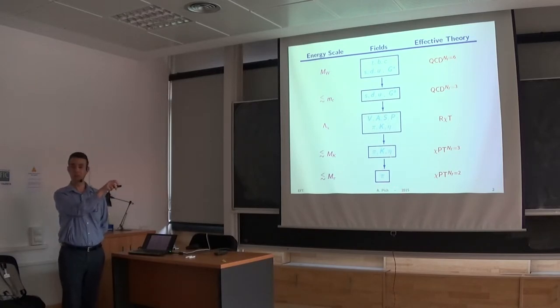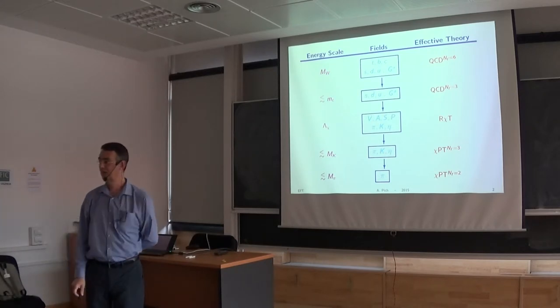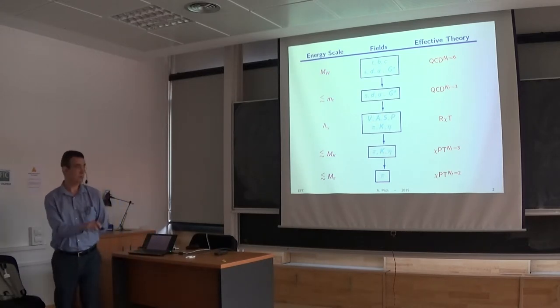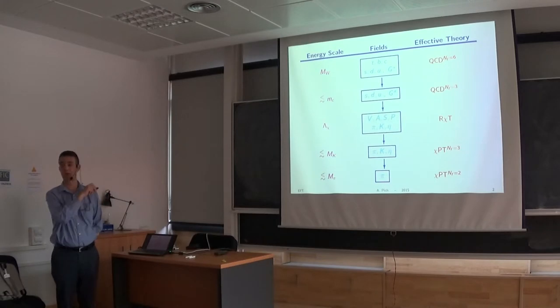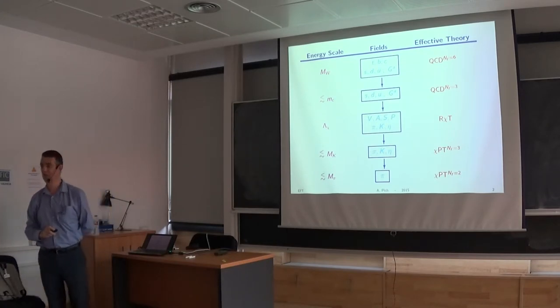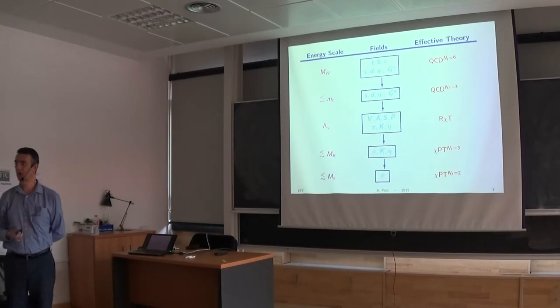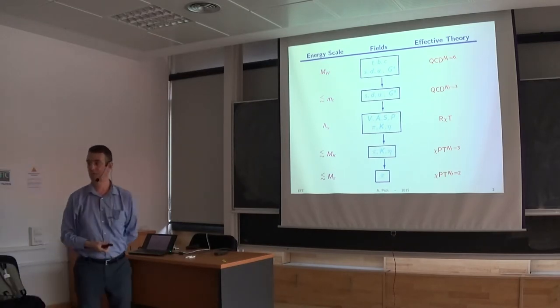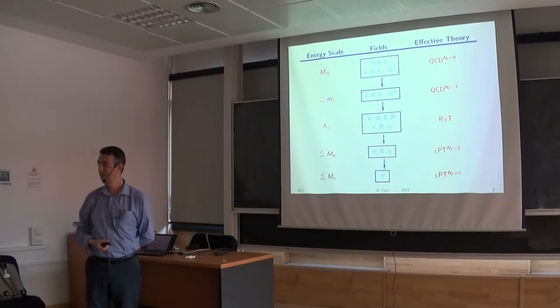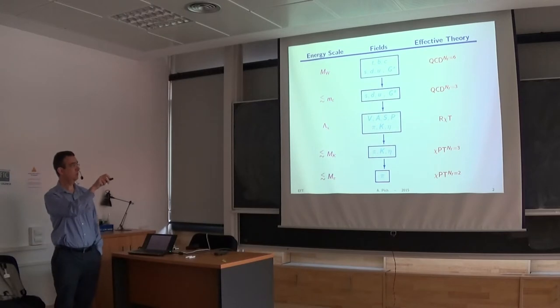And of course, I know how to go from this theory exactly. Because I have this theory, I integrate out from the generating functional the kaon field, and I predict the couplings of this theory in terms of the couplings of this theory. That's it. What I don't know how to do is to go from QCD with three flavors to chiral perturbation theory with three flavors. I don't know how to do that because we didn't solve the QCD Lagrangian.